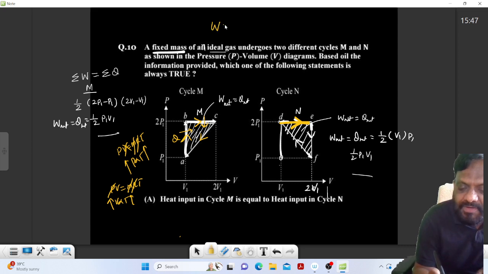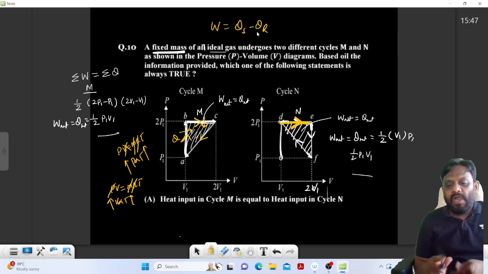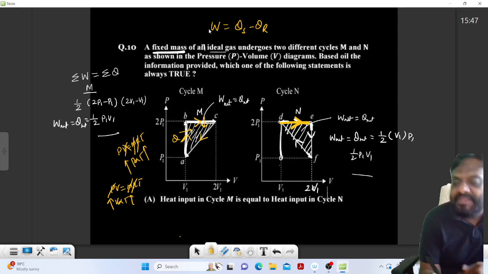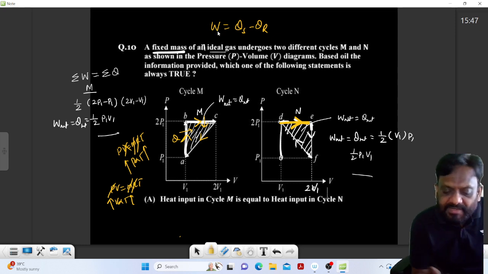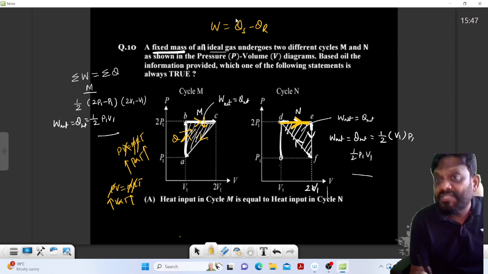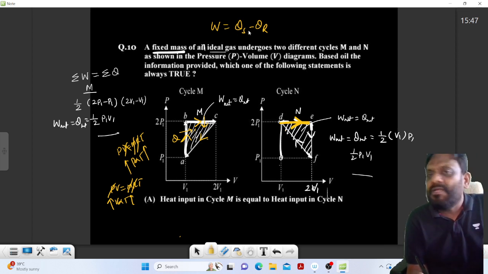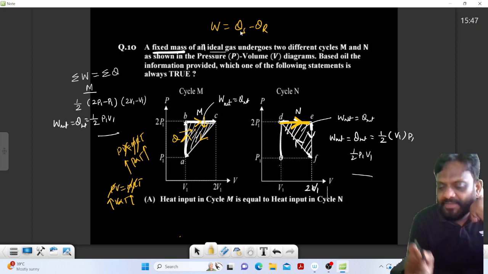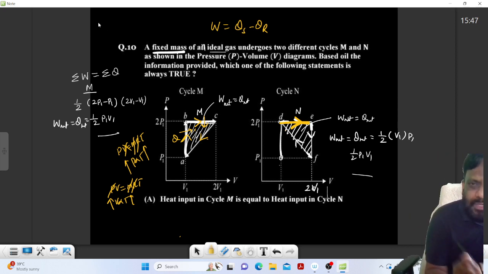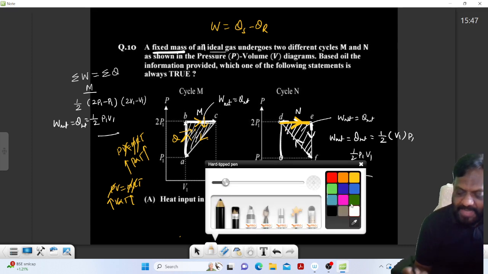Net work is equal to heat supply minus heat rejection. Listen carefully, my dear students. Network is the same in both cases, but supply is not the same. When supply is not the same, how can the rejection be the same? Listen carefully. I'll give you one simple example.